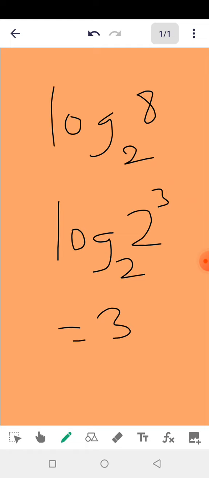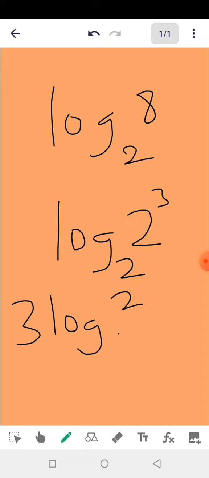Now if you don't want to write the answer directly, you may take the 3 to the left like we did for the rule, then write log 2 base 2. You can now write 3 times 1, which is equal to 3.